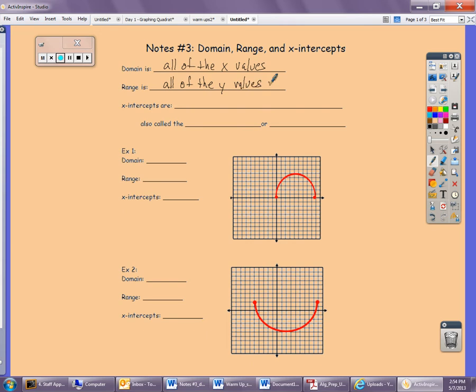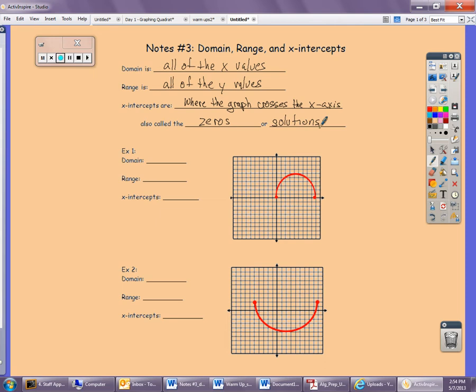Now the x-intercepts: this is where the graph crosses the x-axis. So wherever the graph crosses the x-axis, that gives you your x-intercepts. These are also called your zeros or solutions.